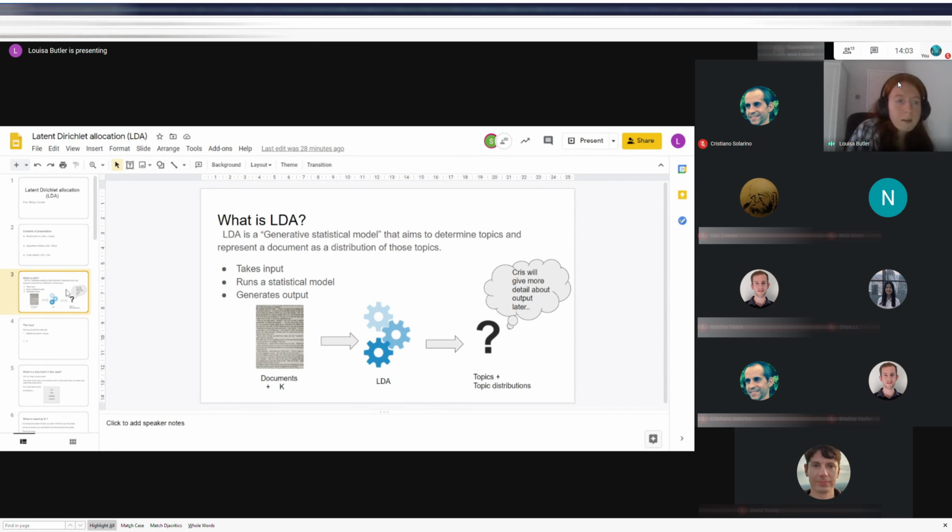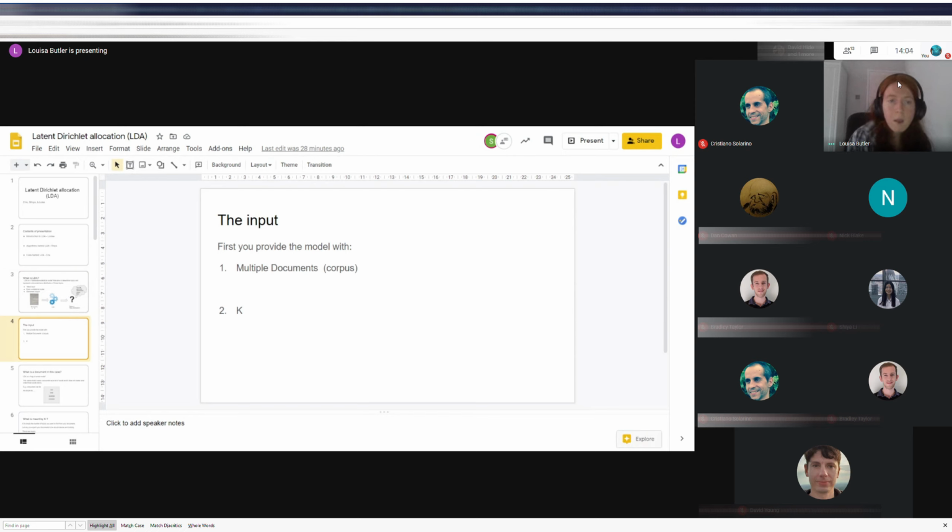So first, I'm going to take you through the input. What you need to input into the model is multiple documents, which you might hear referred to as a corpus by Chris or Shia later on. It just means multiple documents, and this mysterious K.